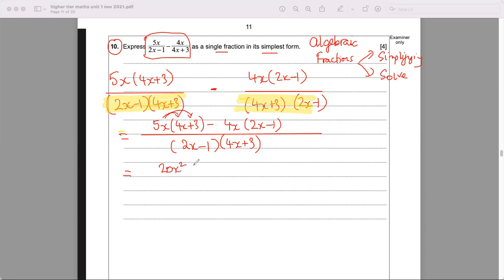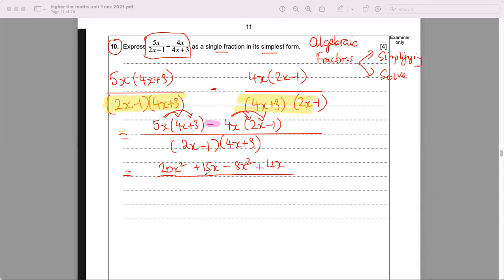So we're going to expand the top over there. So 20x squared plus 15x minus 4x times 2x, minus 8x squared. Now a minus and a minus here, I just want to emphasize, it is really important, people lose marks here. A minus and a minus make a plus, so that will be plus 4x.